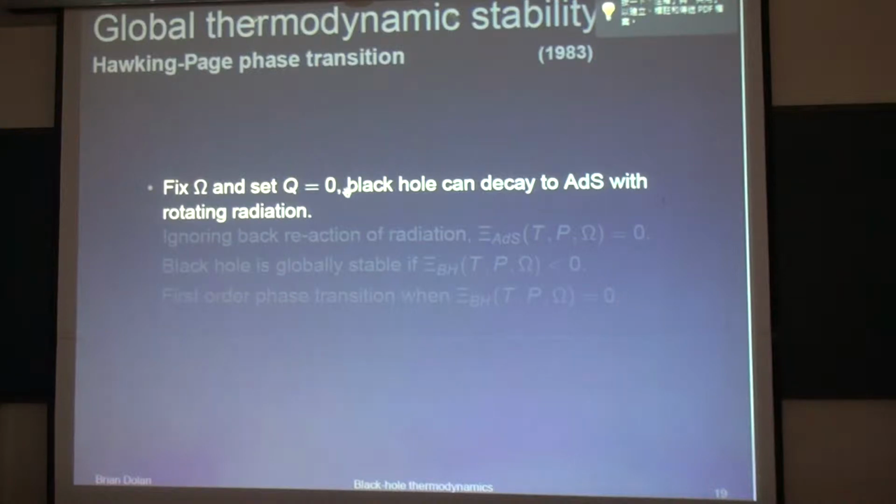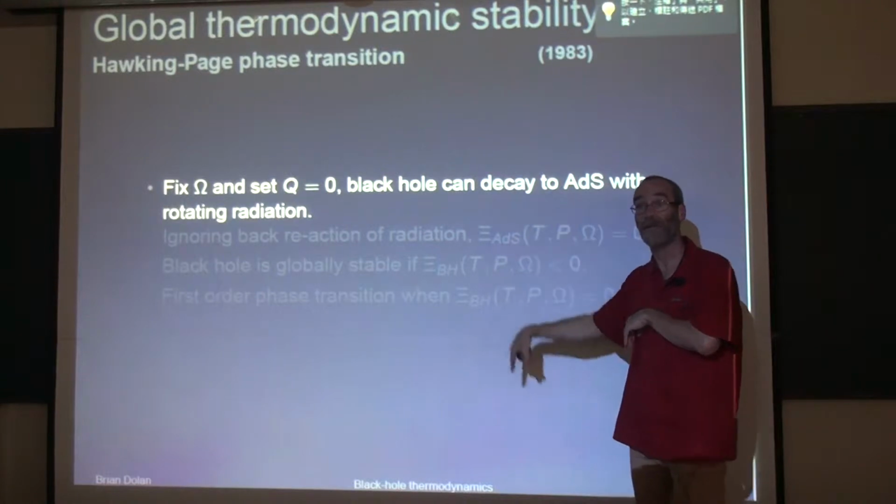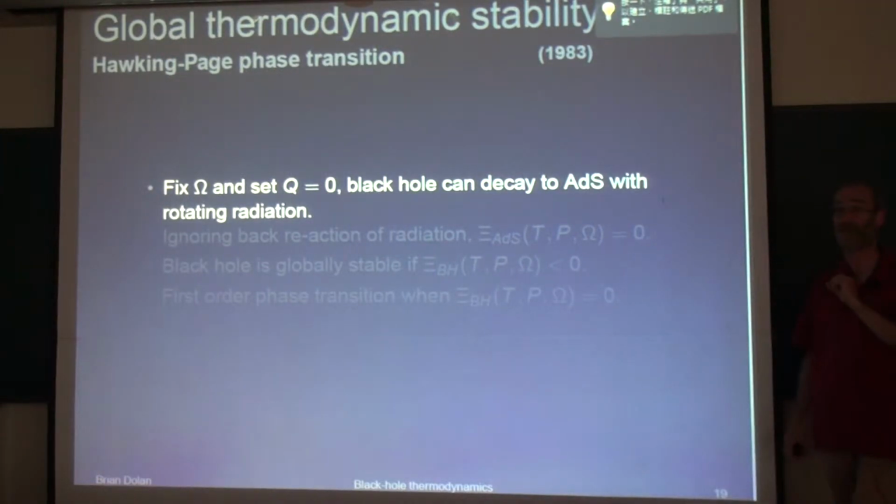So I'm going to look at rotating black holes, but let's take the charge to be zero. I'm looking at rotating black holes because we saw earlier that we had this critical point associated with rotating black holes, but that was attained at fixed angular momentum. Now, if you fix the angular momentum, the black hole cannot decay to empty space, because empty space doesn't have any angular momentum. The Hawking-Page phase transition is not for black holes with fixed angular momentum. It only manifests itself for black holes with fixed angular velocity. You can have empty space full of radiation with angular velocity.